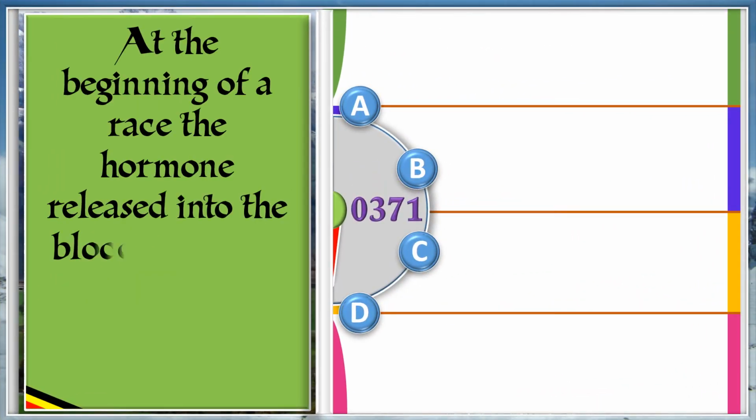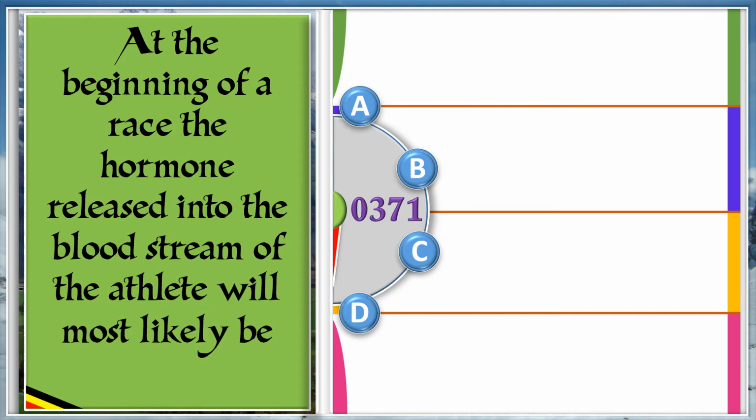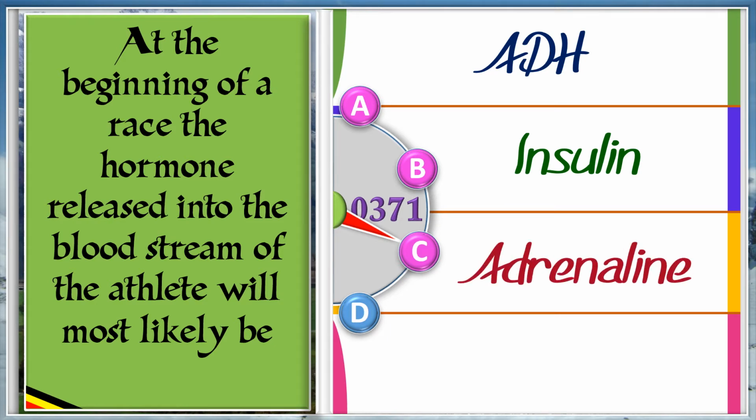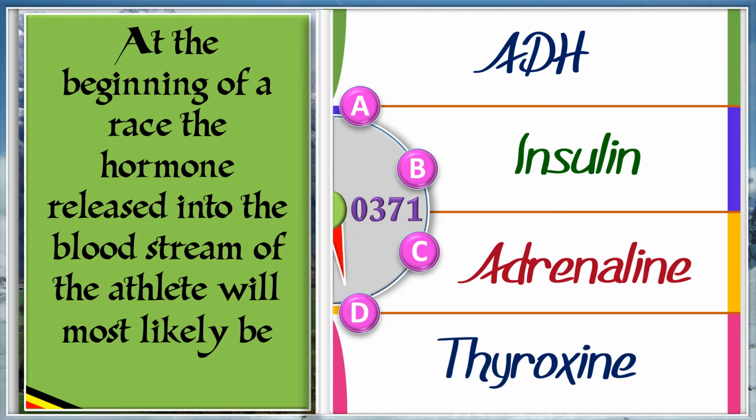At the beginning of the race, the hormone released into the bloodstream of the athlete will most likely be A. ADH, antidiuretic hormone. B. Insulin. C. Adrenal gland, adrenaline hormone. D. Thyroxine. And the answer is C. Adrenaline.